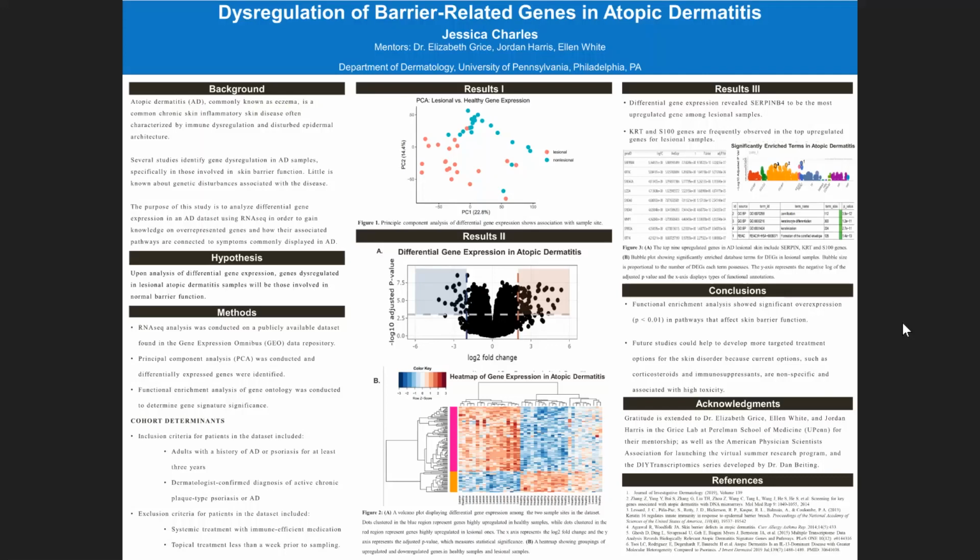Current treatment for AD often includes corticosteroids or immunosuppressants, which are both nonspecific and associated with high toxicity. Studies regarding this subject are critical to developing new treatment options, as novel findings regarding the specific genes previously mentioned could allow for more targeted treatment options in the future.